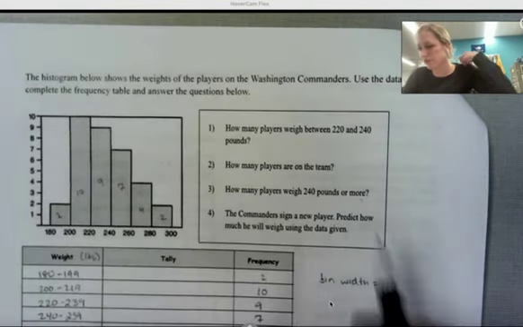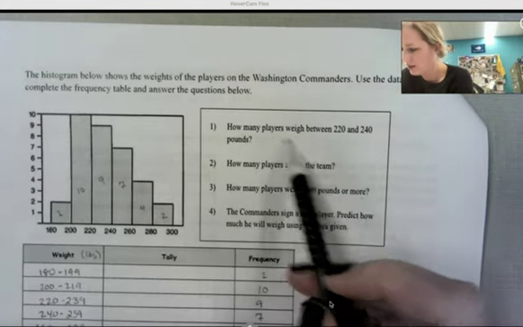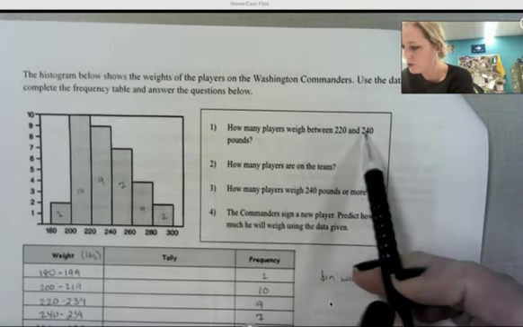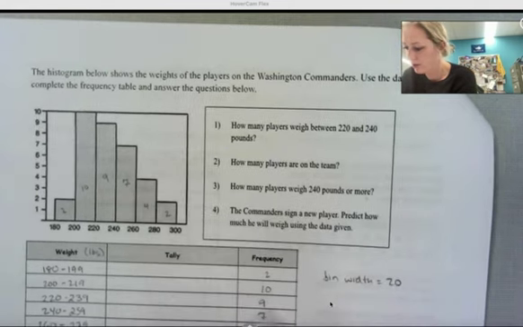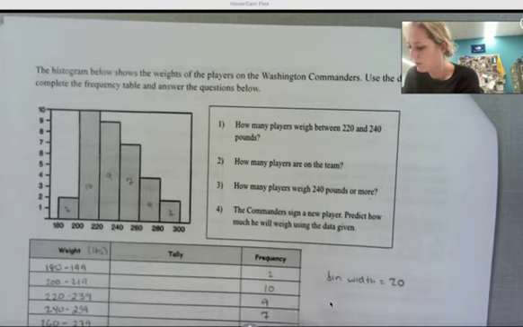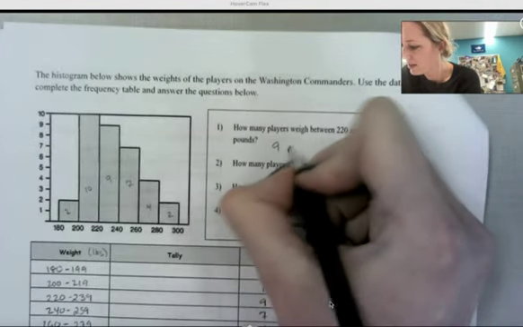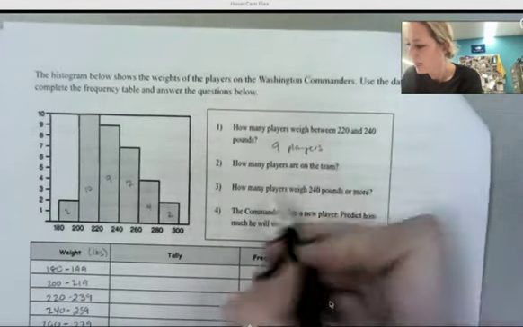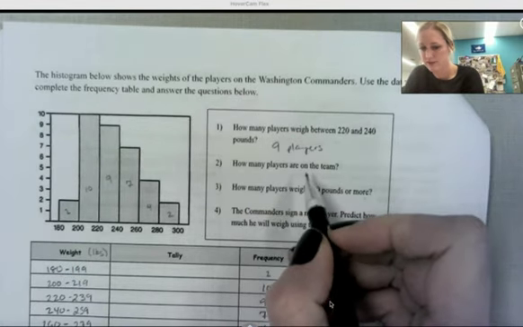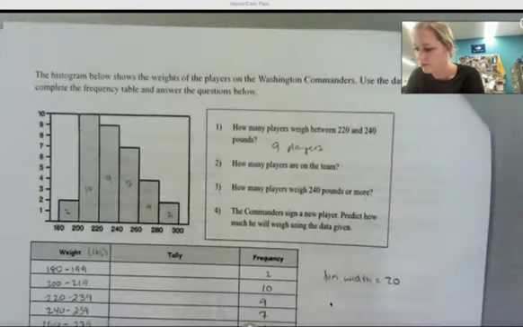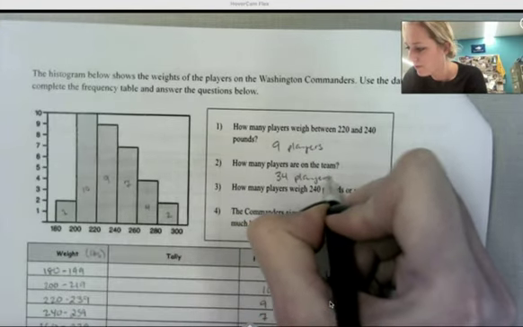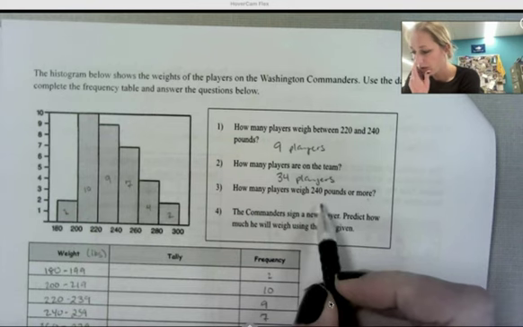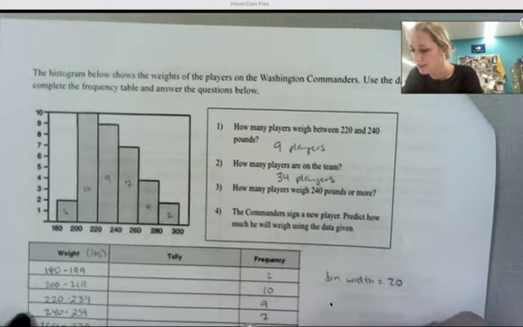Okay, so let's answer some questions. How many players weigh between 220 and 240? That is this range, 220 to 239, there are 9 players. How many players are on the team? All I have to do is add up all these frequencies, and we get 34 players. How many players weigh 240 or more? That'd be these last three ranges, 7 plus 4 plus 2, which is 13.